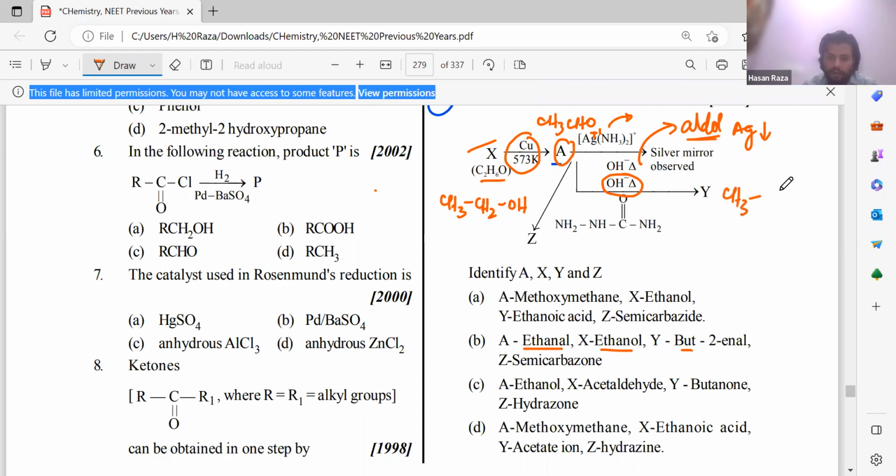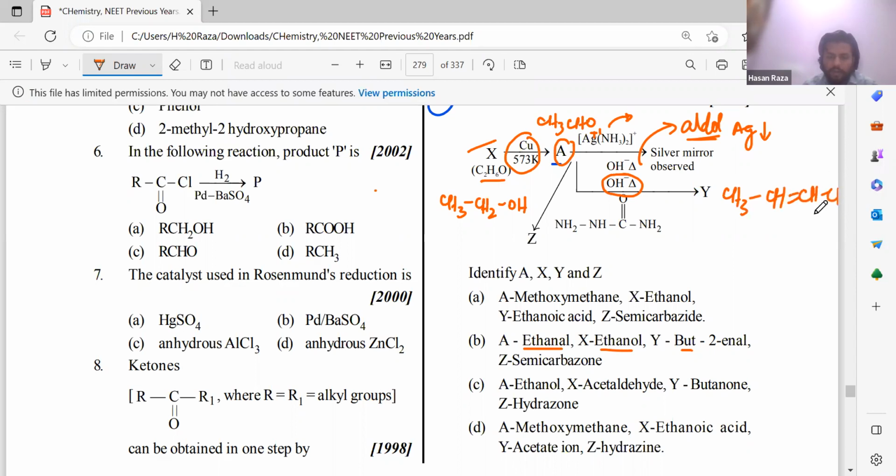So we already did it. So this will be the aldol condensation. I'm going to show you. This will be your aldol condensation, and this will be your Y, butenal, and you can see if you react this with NH2, it is semicarbazone. How did I get it? I'm going to show you the reaction here.